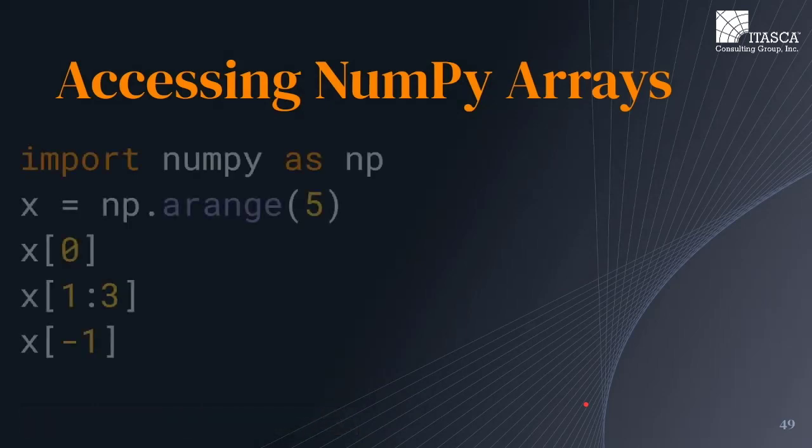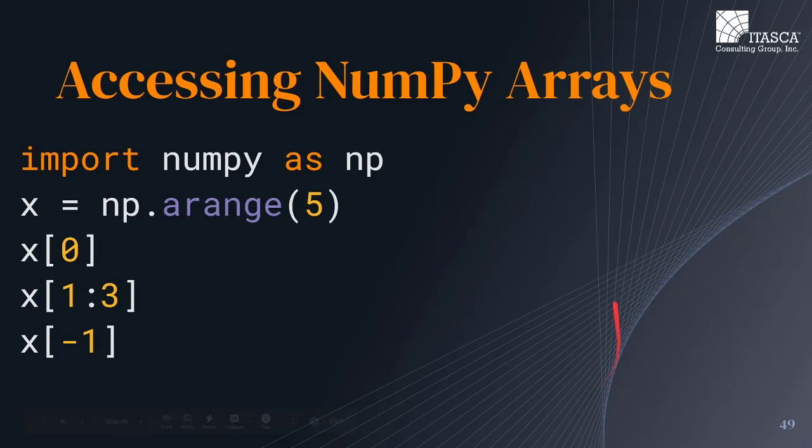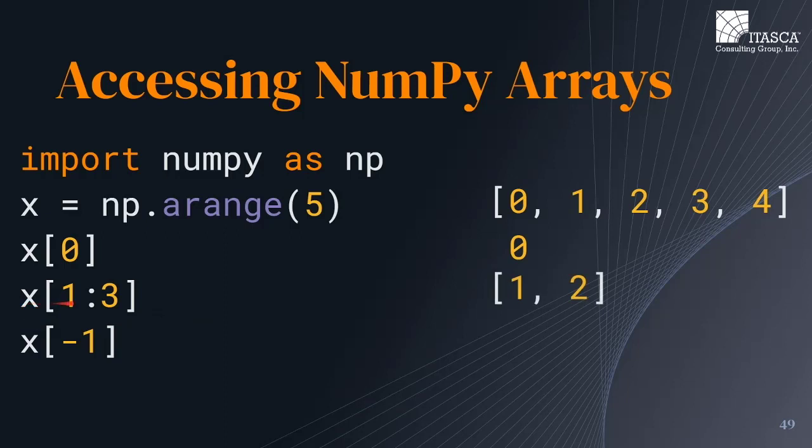To access elements or portions of a NumPy array, the syntax is, once again, very similar to lists. So if we create an array containing the values 0 to 5 exclusively, to access the first element, we simply use the close brackets and pass in 0, the index of the first element, as the parameter. If we want to access a subarray, we can use the colon, passing in the first argument and the last argument, and the returned values will be from the first index inclusively to the last index exclusively. And finally, negative indices can also be used to access from the end of an array going forward.